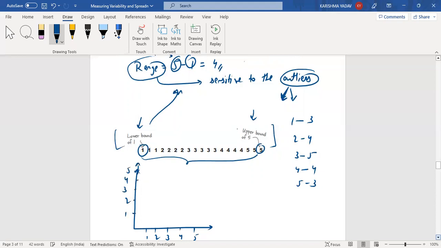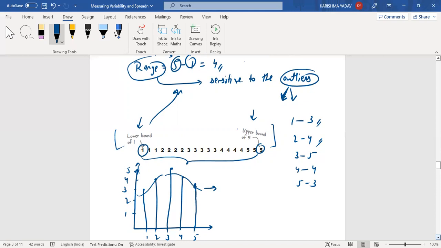Let's make a graph of it. If we make a line chart of this, how would we make it? 1 has a frequency of 3, so it would be here. 2 has a frequency of 4, so it would be here. 3 has a frequency of 5, 4 has a frequency of 4, and 5 has a frequency of 3. This data looks fairly evenly distributed, very evenly distributed data.